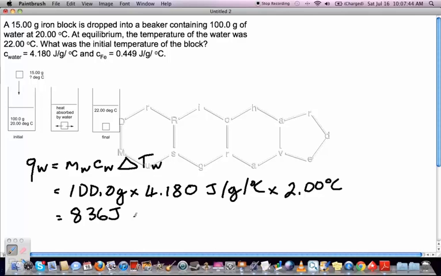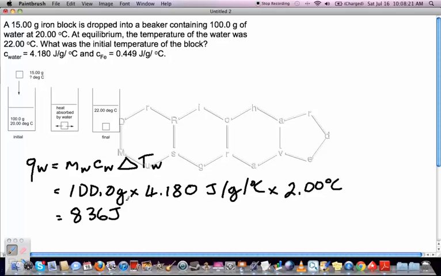Alright, so what does this represent? This represents the fact that 836 joules of energy was absorbed by the water, because that's what caused the 2-degree increase in the 100 gram sample of water that we have. Where did the 836 joules come from? It came from the iron block when it was placed in the water. So the iron block must have been pretty hot, and went in the water and released that much heat in order to bring the temperature of the water up by 2 degrees Celsius.